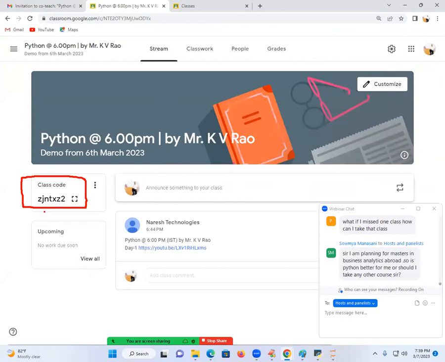Whatever notes I upload, you will get them to your registered mail ID. Take a pic of it and join. All the online students and offline students, take care. ZJNTX2, this is the code. You take it and join my class so that you will continuously get my notes.